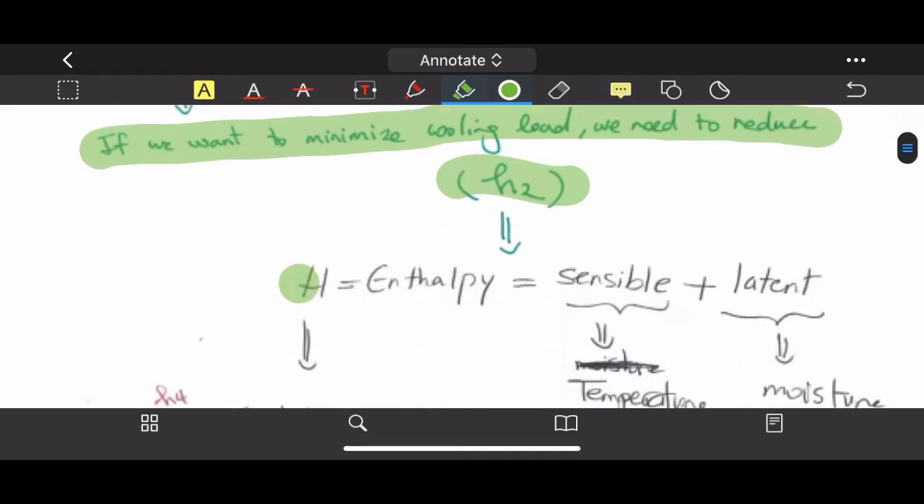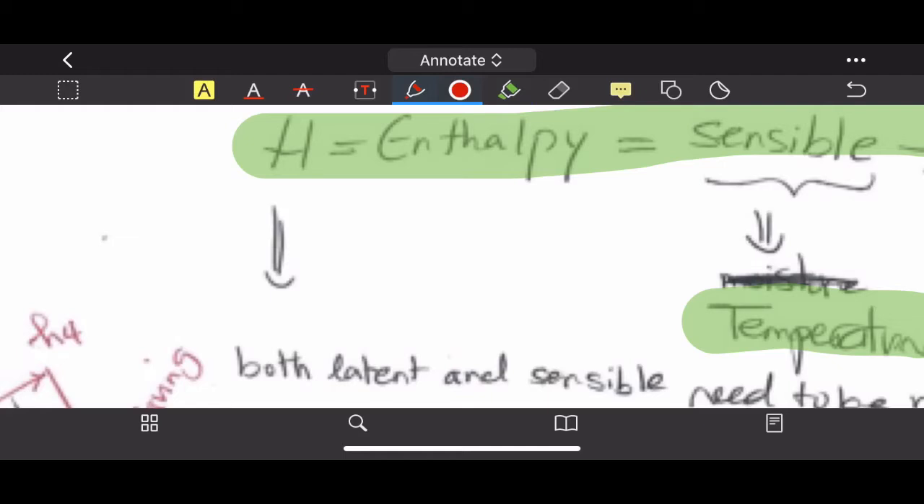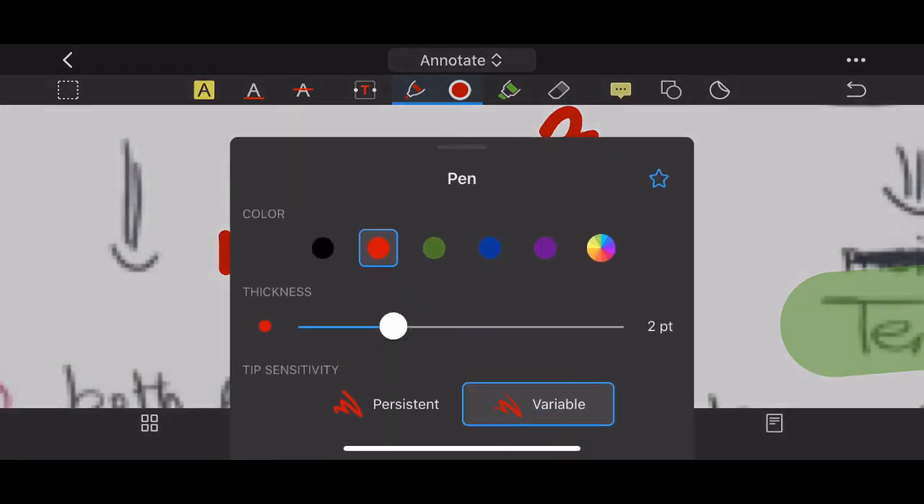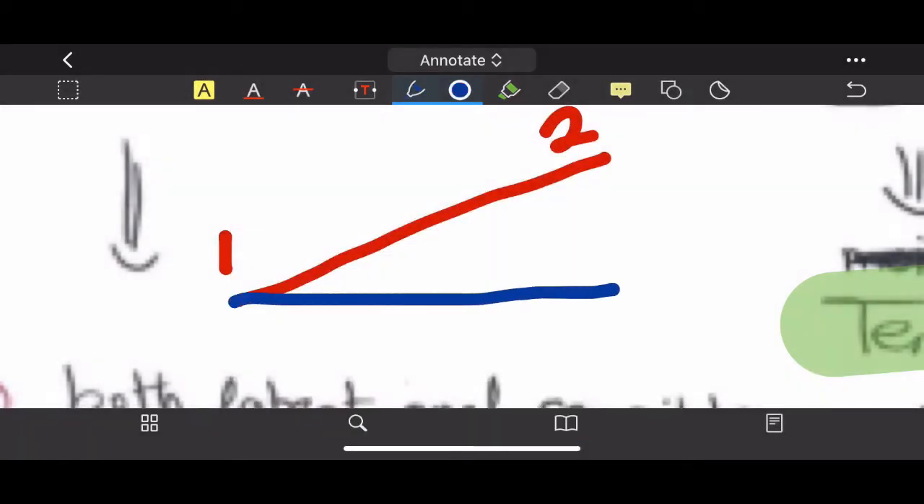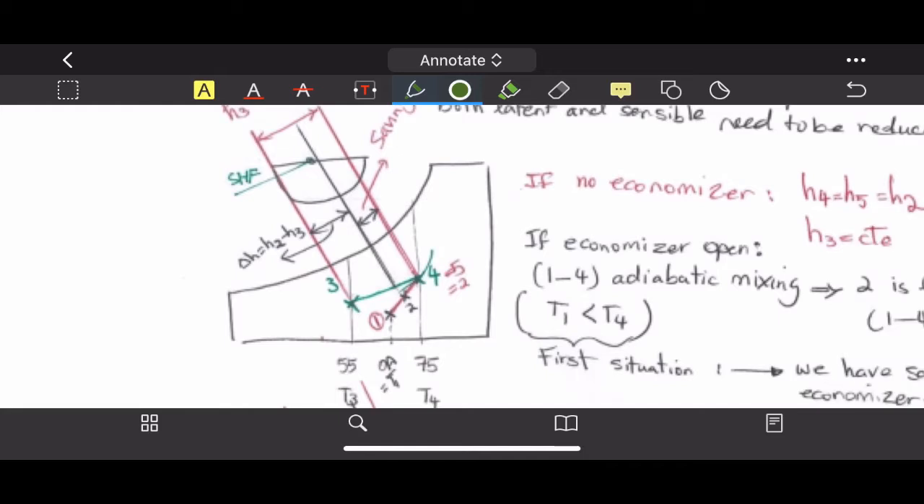So enthalpy H is given by sensible plus latent. Sensible is the temperature, latent is the moisture condition inside the room. So technically, in our psychometric chart, if you still remember, we have a condition line from any state 1 to 2, but to go there you will have a latent heat and a sensible heat, right? That is why in the psychometric chart you will have this graph.